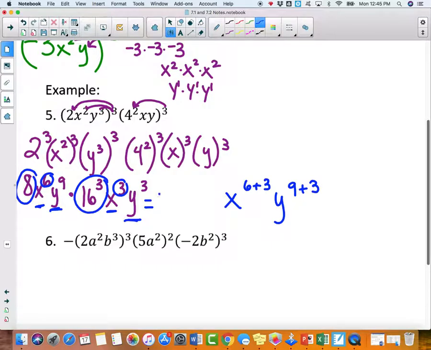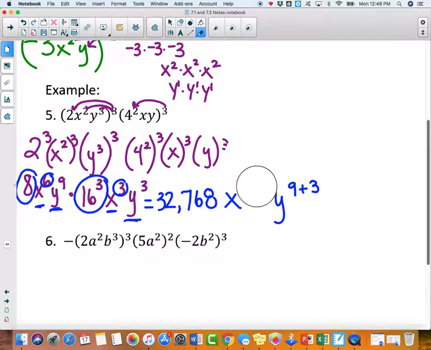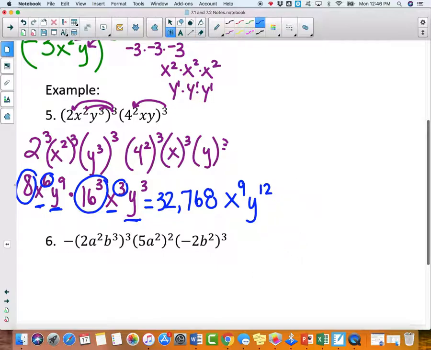So I have 32,768 x to the 9th, y to the 12th. Okay. The last one, let's try this one.